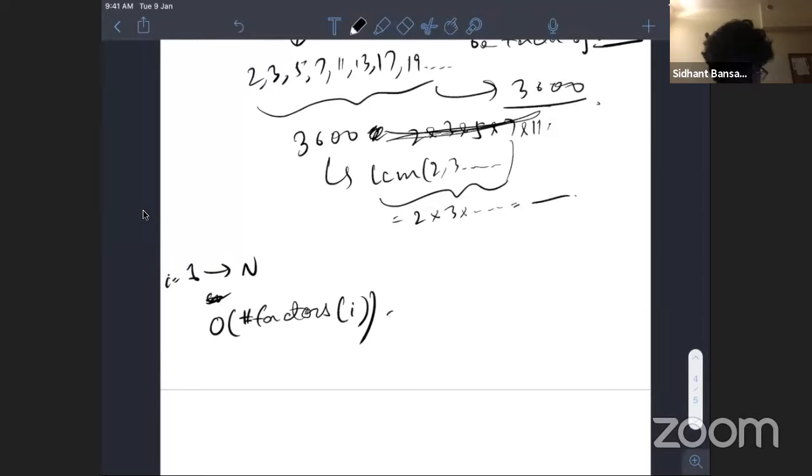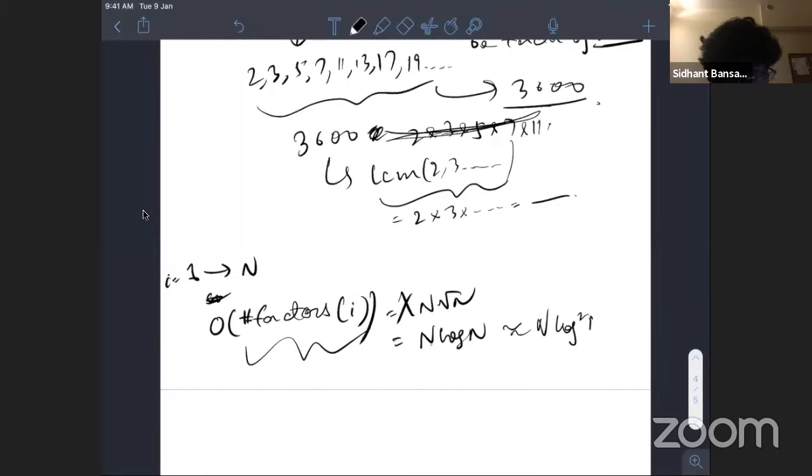In this case, it's not actually going to be n root n. Some people think that it's going to be n root n because each number will have root n factors or something. This is going to be more or less like n log n or maybe n log square n, but nowhere near n root n. It won't be that expensive. You can actually run it on your computer and test.